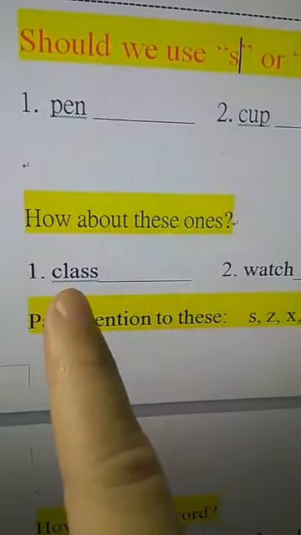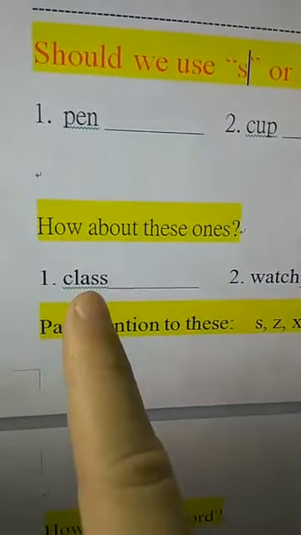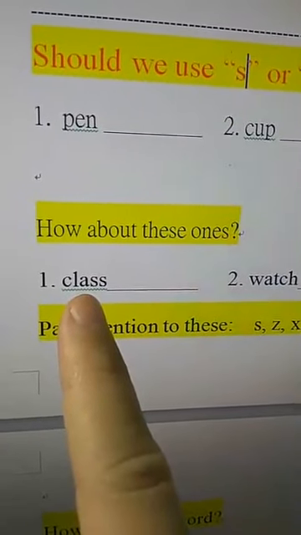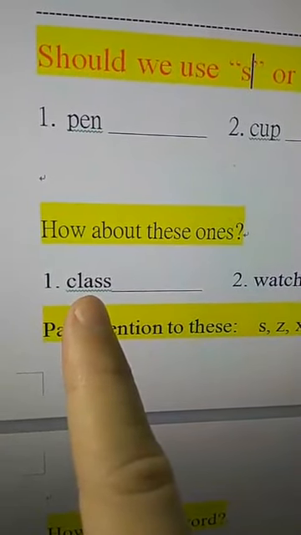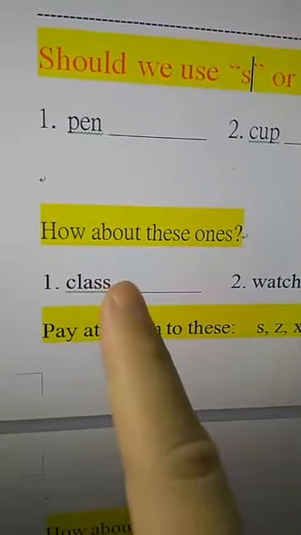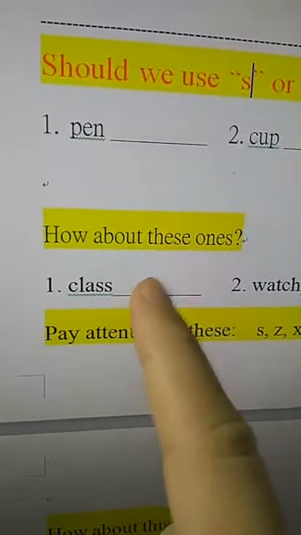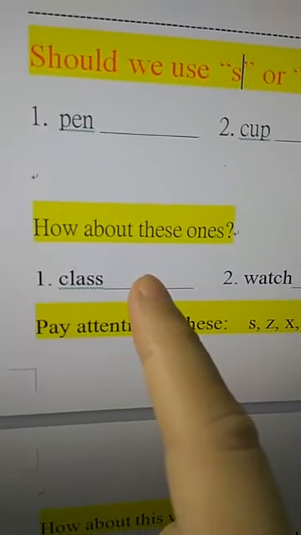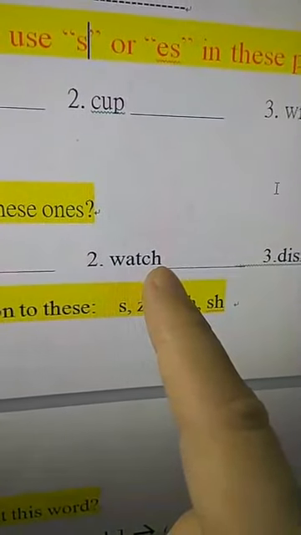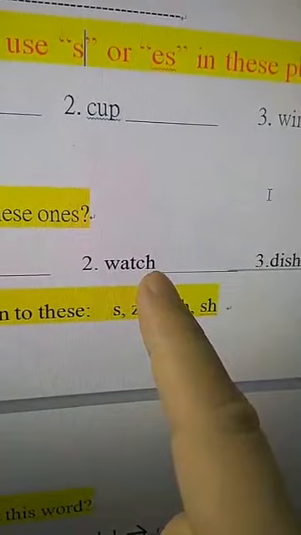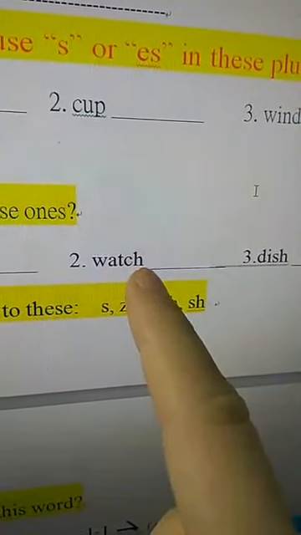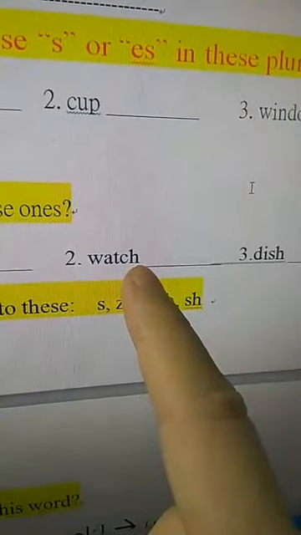Okay, number 1. Write down your answer in the comments, please. How about the word class? What's the plural form? You're right. Class, we add es here. The reason why, I'll tell you later, okay? How about the word watch? What's the plural form of watch? Try it. Write it in your comment. Let's see how much you can do.